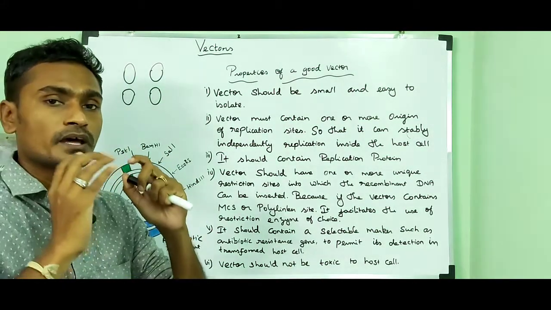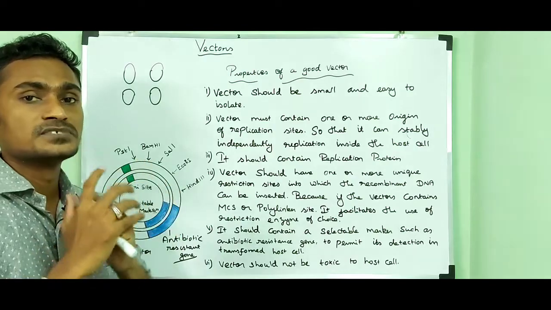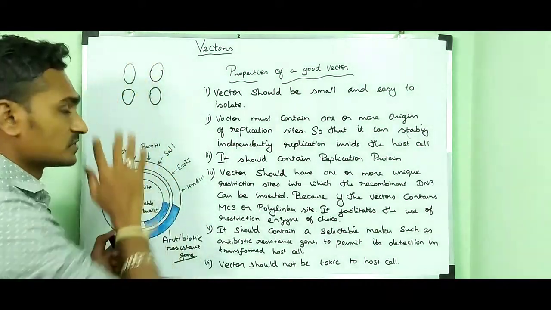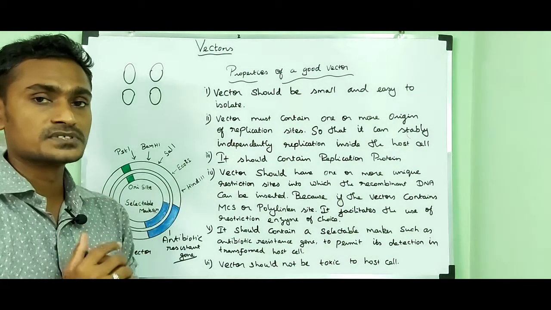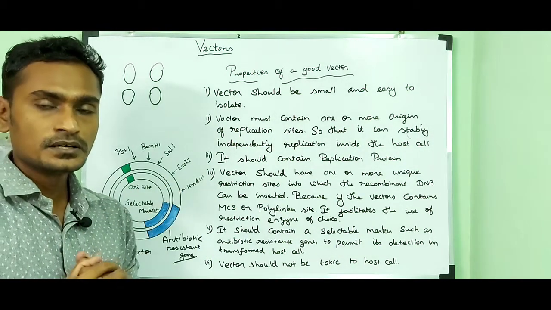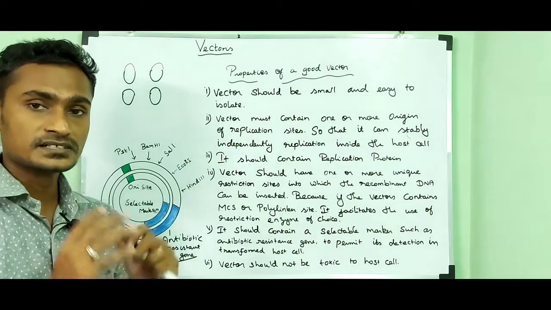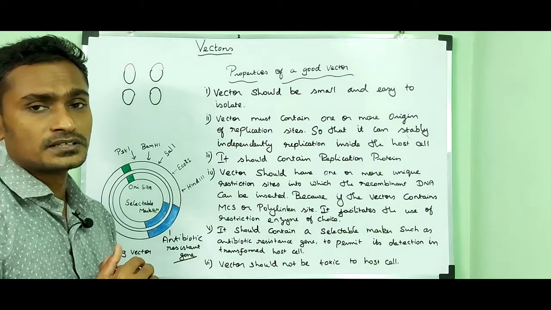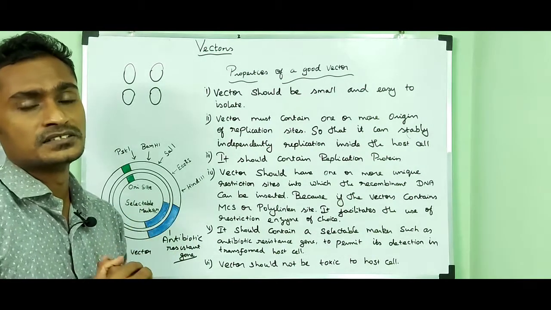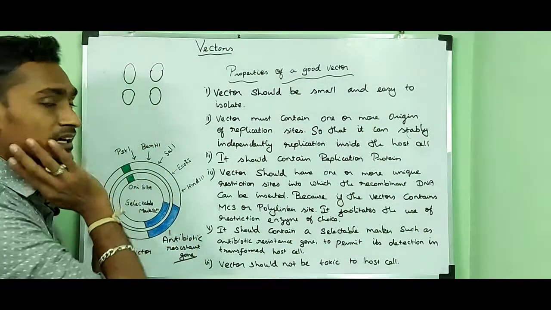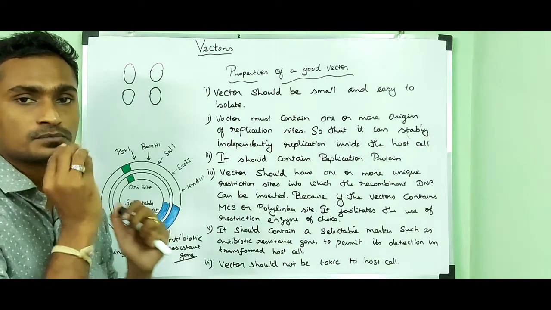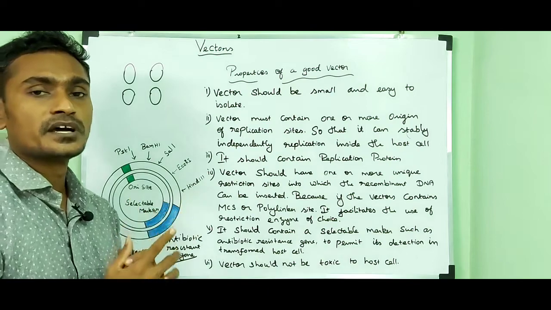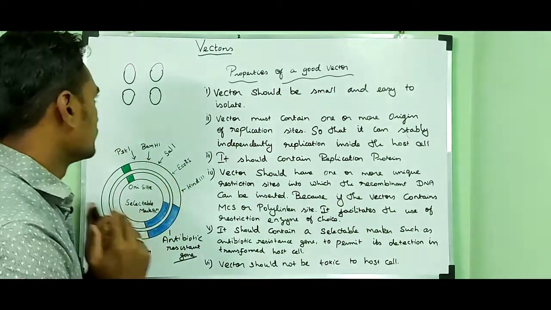Then how do we isolate the transformed cells? For that purpose we need a selectable marker. Usually that selectable marker is an antibiotic resistance gene. Suppose that antibiotic resistance gene confers resistance to the antibiotic streptomycin.